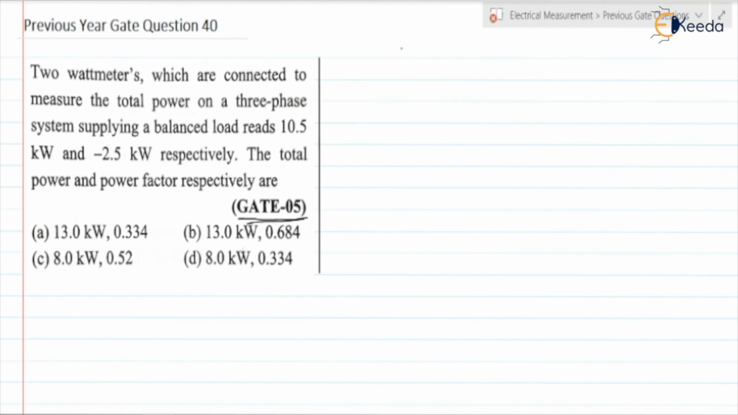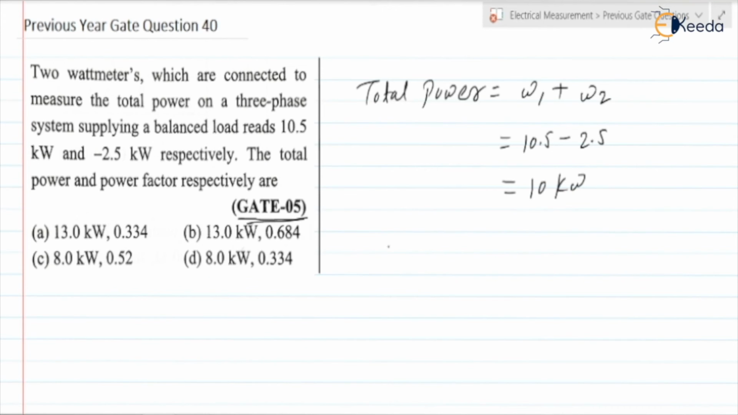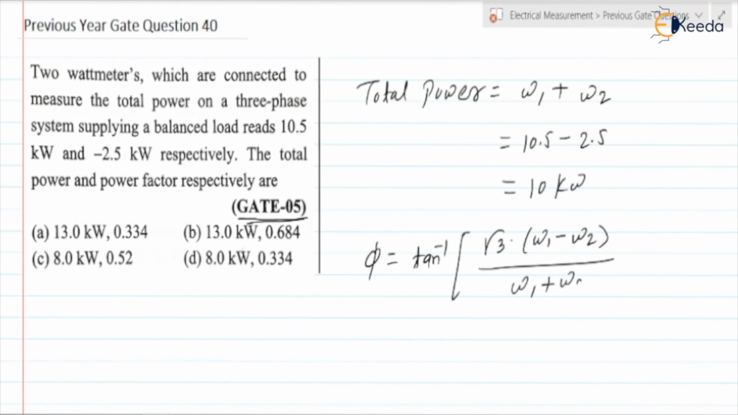Very simple. So we know total power is equal to W1 plus W2. What is W1? It is 10.5 kilowatt. W2 is negative, so it is minus 2.5. So it is equal to 10 kilowatt. This is the total power. Next, power factor. So we can write first thing is phi is equal to tan inverse of root 3 into (W1 minus W2) upon (W1 plus W2).